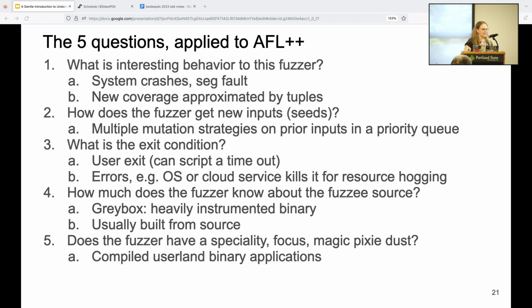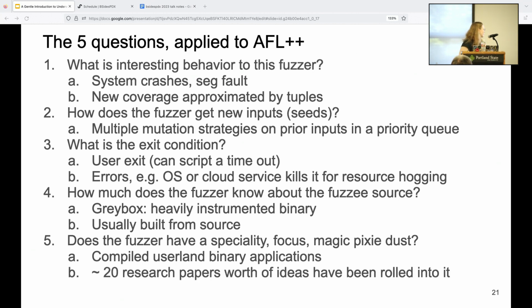It does. It's compiled userland binary applications. That is the intended target of AFL out of the box. Rowan mentioned those are heavily fuzzed, because there are a lot of fuzzers that do this right out of the box. Makes it easy. And it has about 20, well, probably closer to 30 now, research ideas rolled into the source code. So this thing does a lot of tricks.